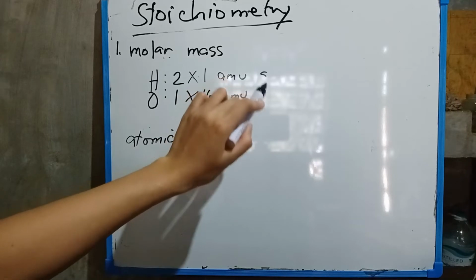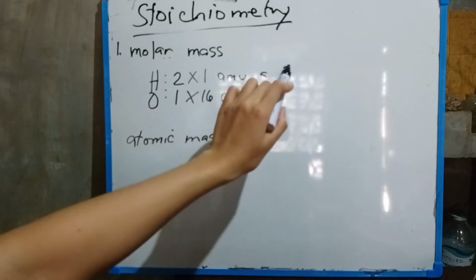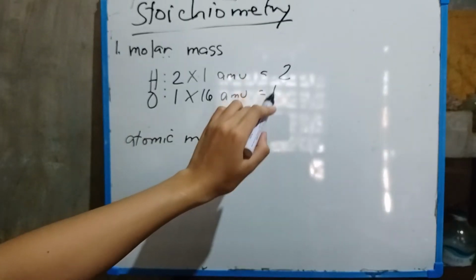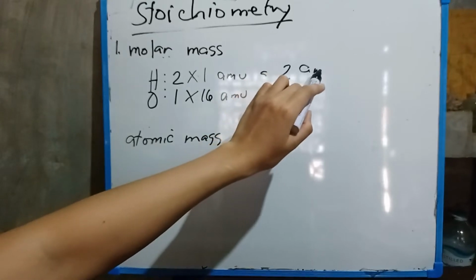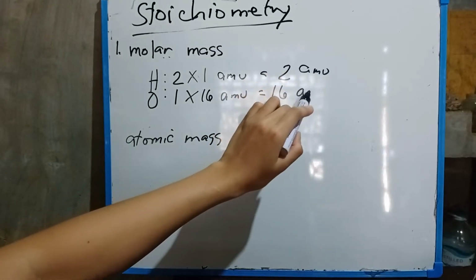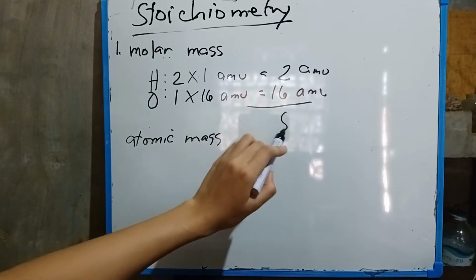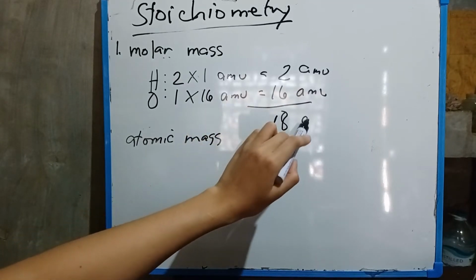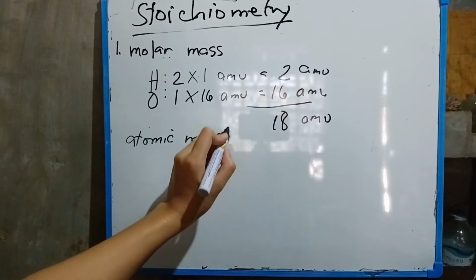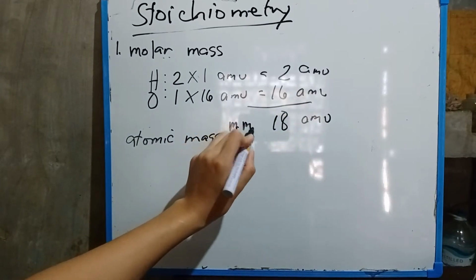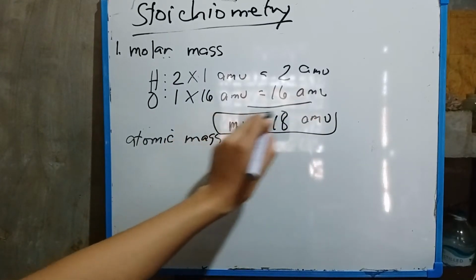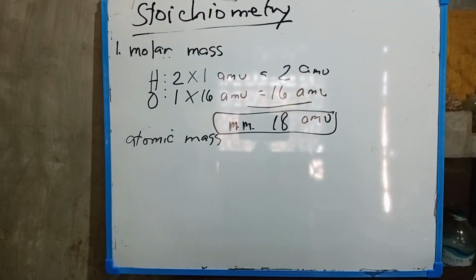By that we're going to multiply them. 2 times 1 is 2. Then 1 times 16 is 16. Then we add: 2 plus 16 is 18. So this is now the molar mass of water. That is how we are going to solve for the molar mass of a compound.